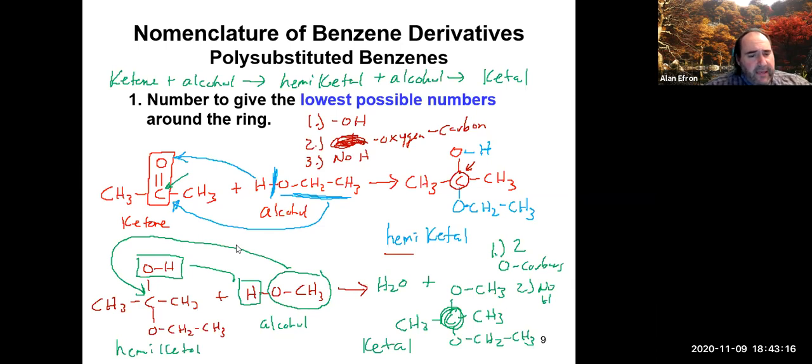Again, if you start with an aldehyde and add one alcohol, you get a hemiacetal. If you start with a ketone and add one alcohol, you get a hemiketal. If you start out with an aldehyde and add two alcohols, it takes you all the way down to an acetal. And if you add a ketone, two alcohols, you get a ketal. Any questions on any of those there?